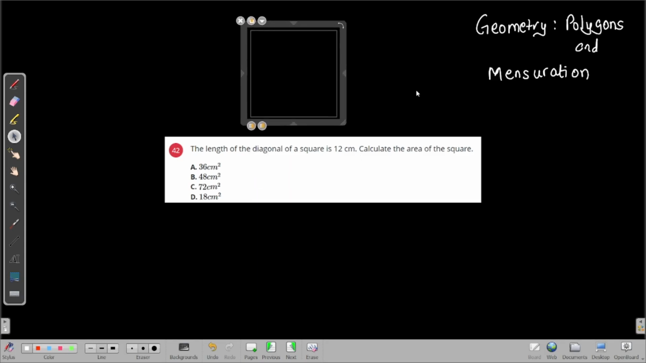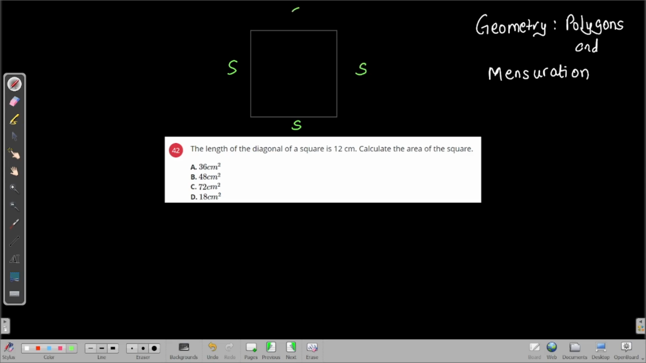So we're given a square. The length of the diagonal in a square is 12 centimeters. So what is something about a square that you should know? Every side is the same length. Now we have a diagonal. Let me just draw one diagonal. And the length of the diagonal is 12 centimeters.